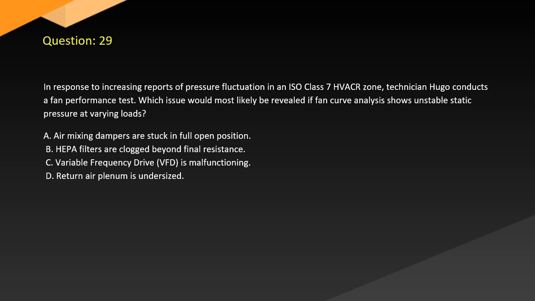Question 29. In response to increasing reports of pressure fluctuation in an ISO Class 7 HVAC zone, technician Hugo conducts a fan performance test. Which issue would most likely be revealed if fan curve analysis shows unstable static pressure at varying loads? A. Air mixing dampers are stuck in full open position. B. HEPA filters are clogged beyond final resistance. C. Variable frequency drive (VFD) is malfunctioning. D. Return air plenum is undersized.